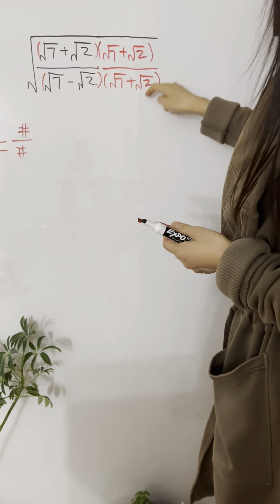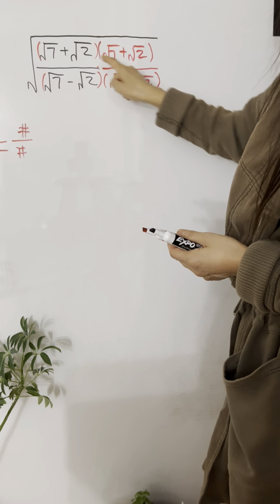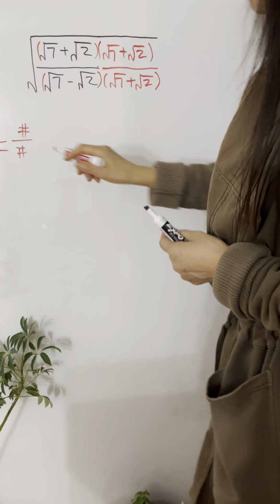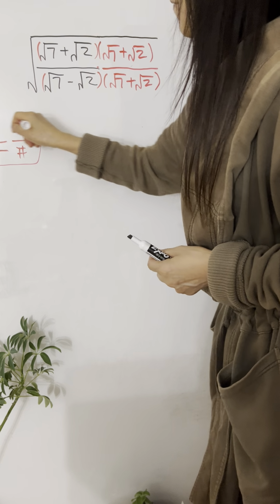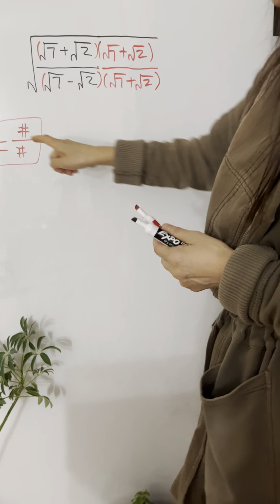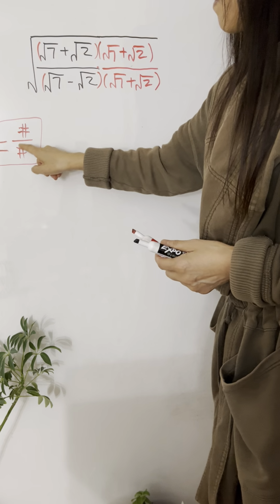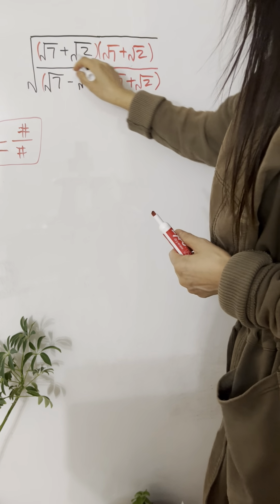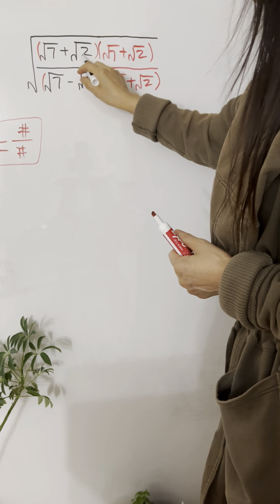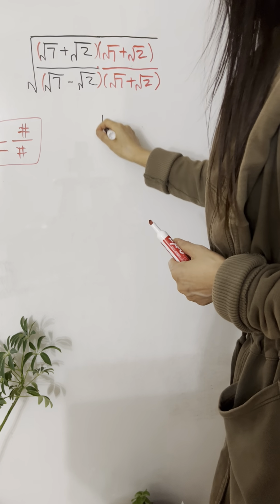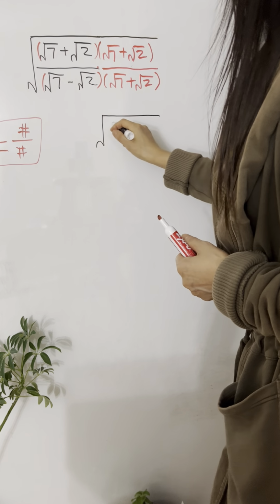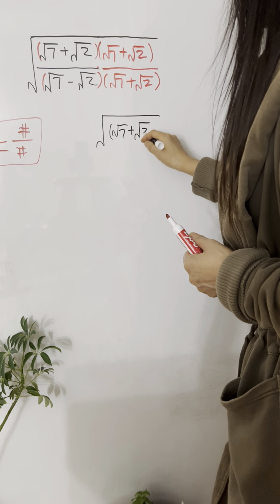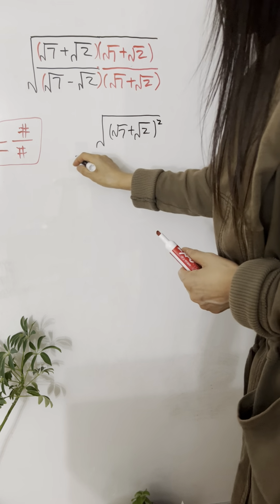This is 1, right? Anything multiplied by 1 stays the same. So that's why I call 1 a transformer. 1 is anything divided by itself. So in this case, the numerator, we get square root 7 plus square root 2 squared. So that's the beauty of it. Square root 7 plus square root 2 squared.